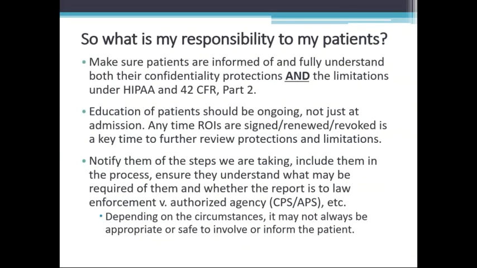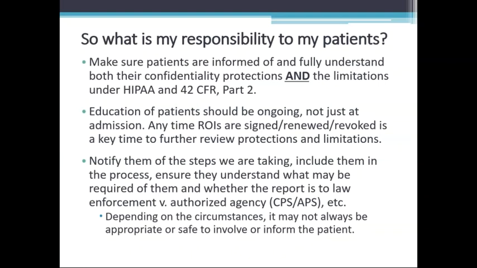So what exactly is your responsibility to your patients? Well, all patients get information about confidentiality when they're first admitted, but it's important to make sure this education is ongoing, not just what their protections are, but what the limitations are as well that we have and the obligations that we may have for mandatory reporting. A great time to review this is not just admission, but to make it a regularly occurring topic every once in a while, or anytime a release is signed, it's a great time to go over making sure the patient understands those protections and limitations.